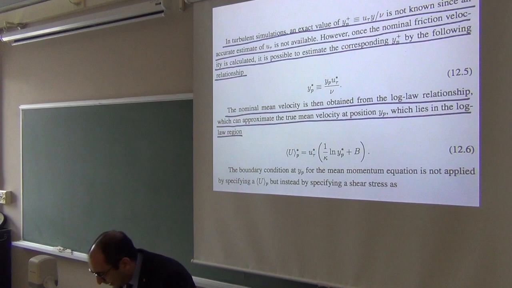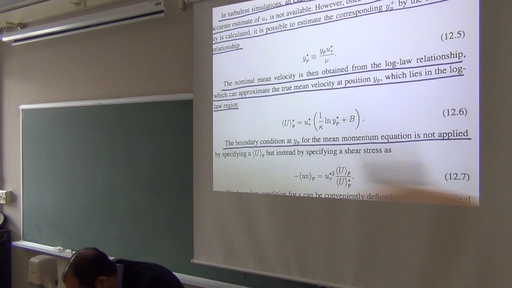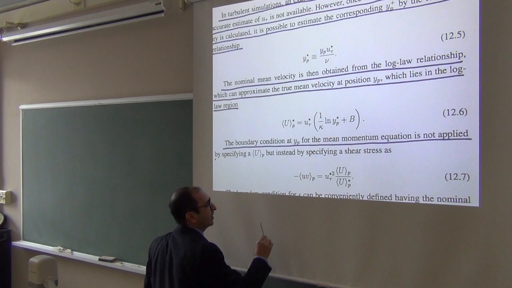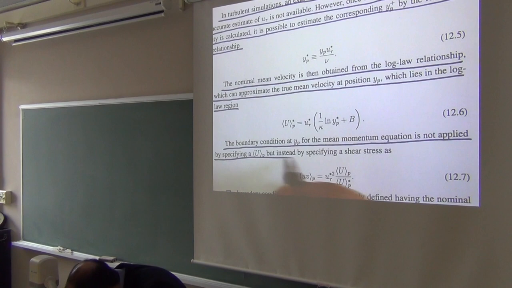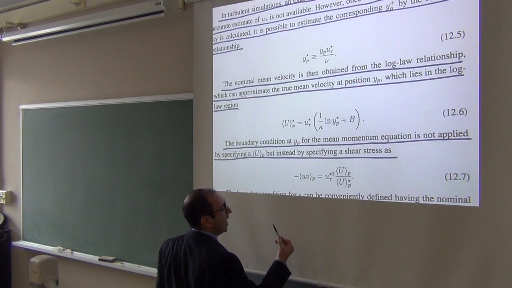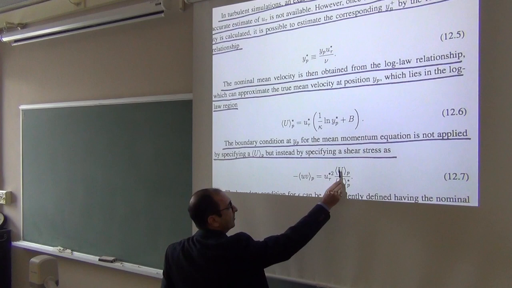The boundary condition at YP. Next step, the boundary condition at YP: the momentum equation is not applied by specifying momentum. So that's what you need to understand. When wall functions are used, you don't apply a boundary condition for momentum. You apply a boundary condition for the shear stress. And the way you do it is in an iterative way. So you just estimated nominal velocity, you had nominal friction velocity, and the model had calculated some sort of momentum at that point.